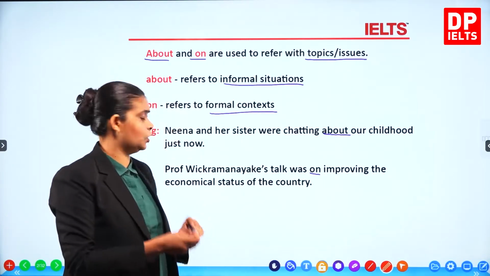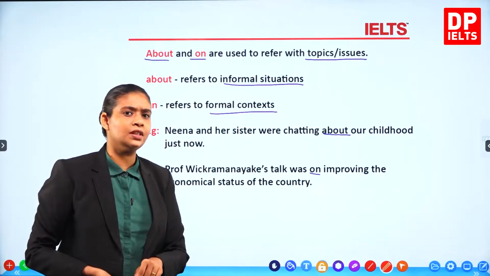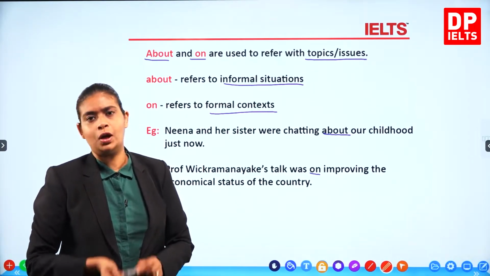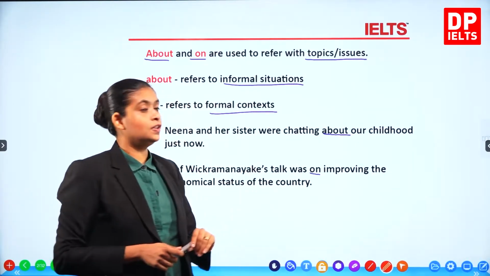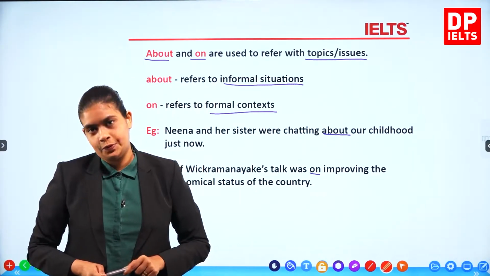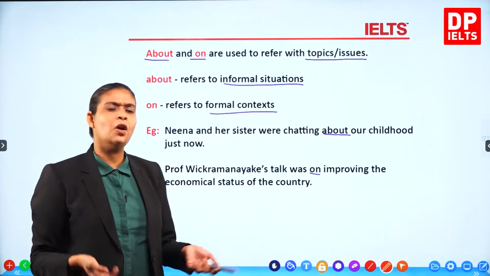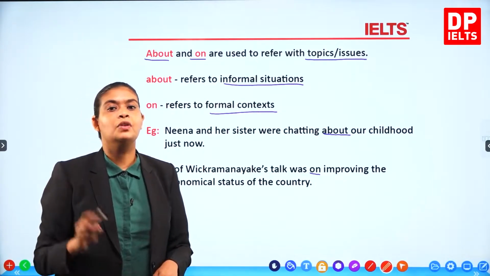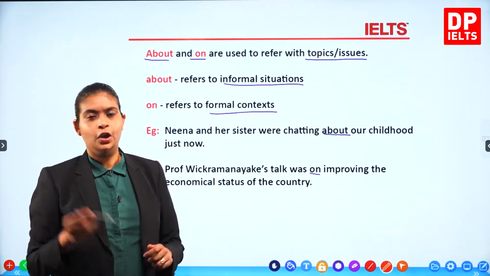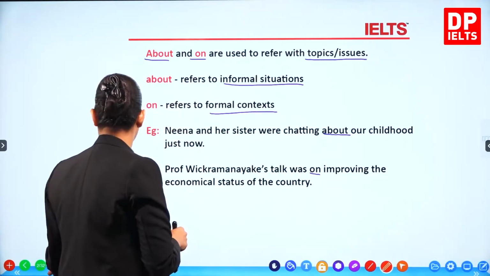Improving the economical status. But as I told you, about, could you use it actually? No. What should you be using? Professor Vikramanayaka's talk was on improving. Now, unknowingly when we speak, we would say, oh, Professor Vikramanayaka was talking about this and this. But try to avoid that now. Use the proper preposition.